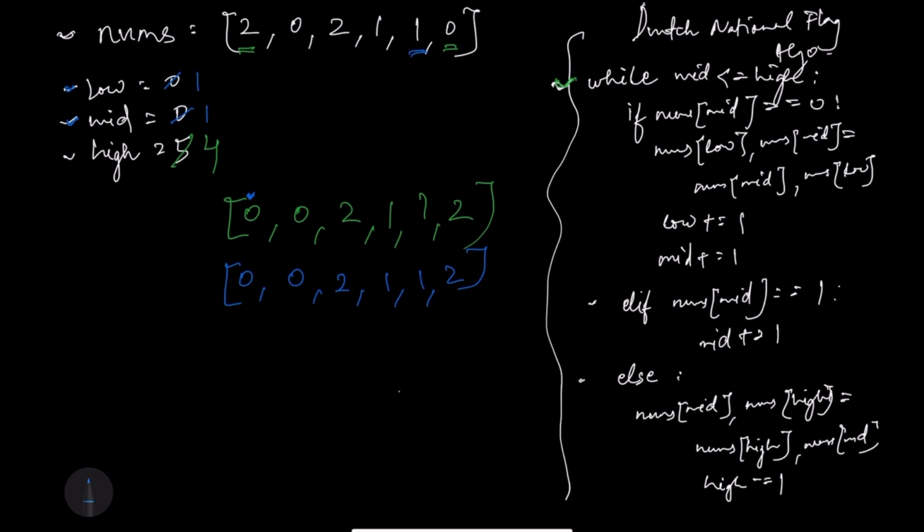So when we come to this position, where our low is 1 and our mid is 1, we would check again if nums of mid is 0. That is, nums of this position. So is our nums of mid 0? Yes, it is 0. So what will happen? We will write the array as it is and we will increase our low and mid. So our low would be 2, our mid would be 2.